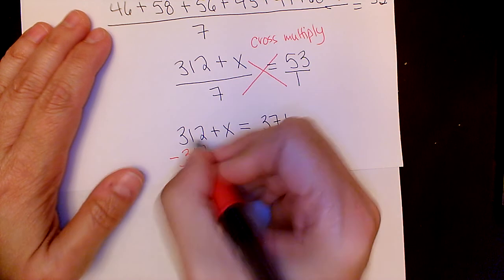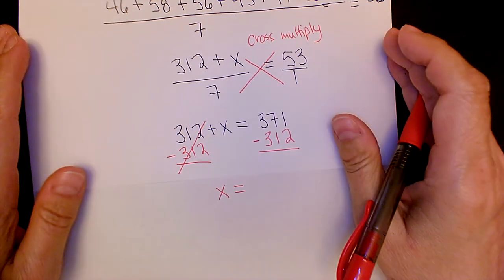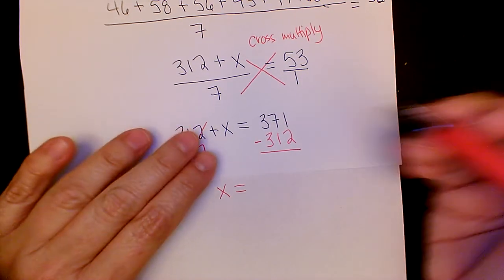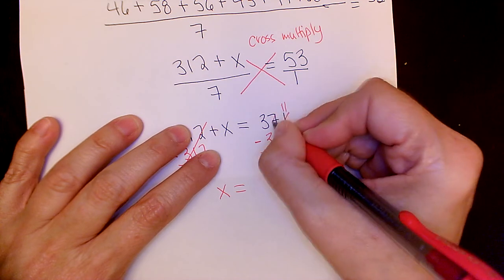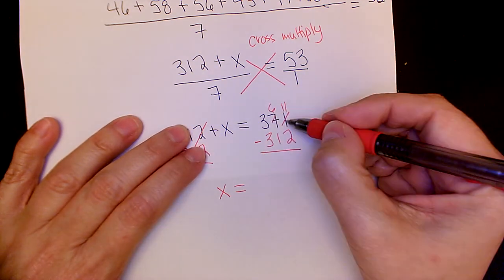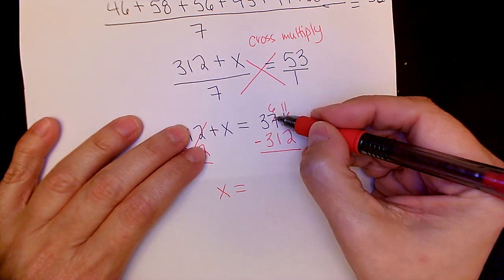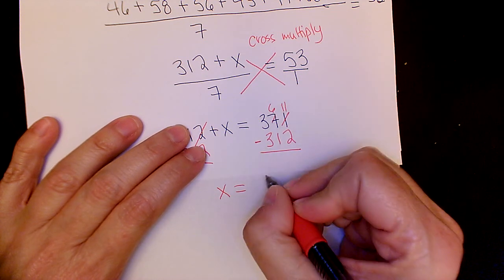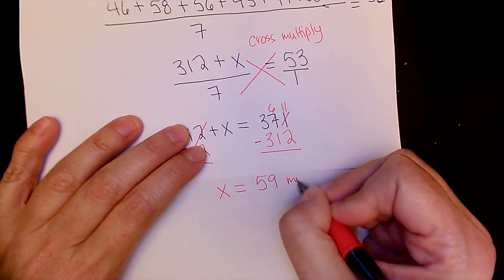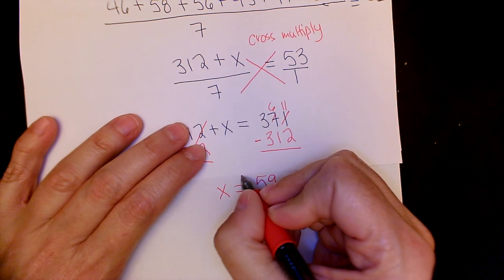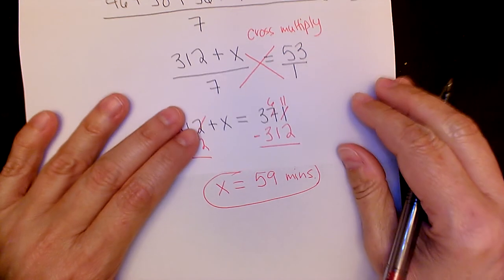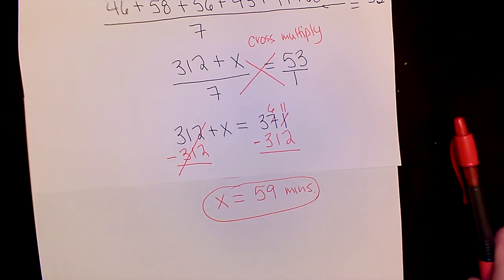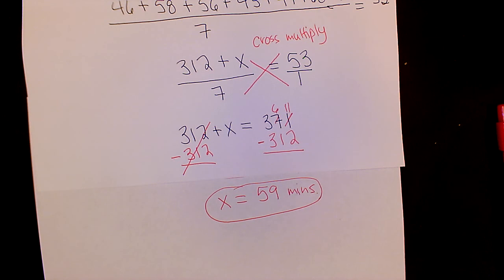See what x is. What does he have to get on that 7th ride? So I'm going to borrow, make this an 11, borrow from here, that becomes a 6. And I'm getting 59 minutes. So my answer is 59 minutes. He's got to get that on the 7th ride to get an average of 53.